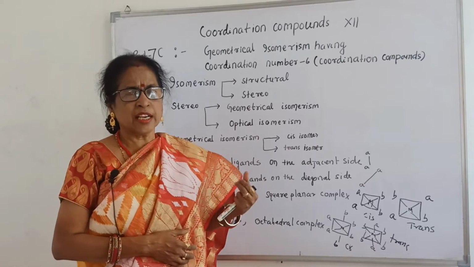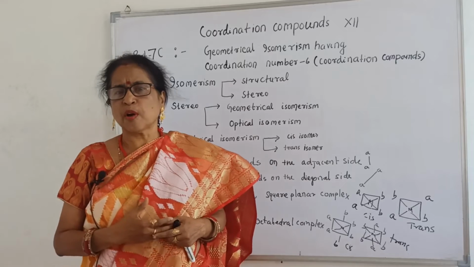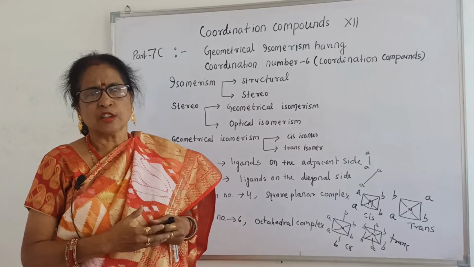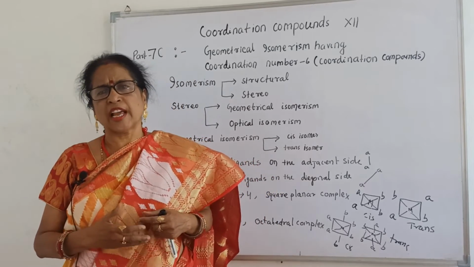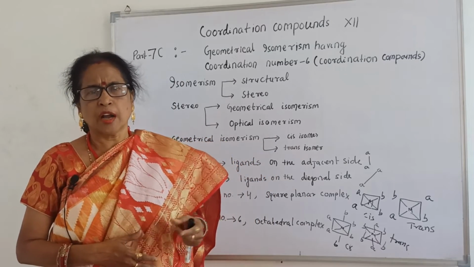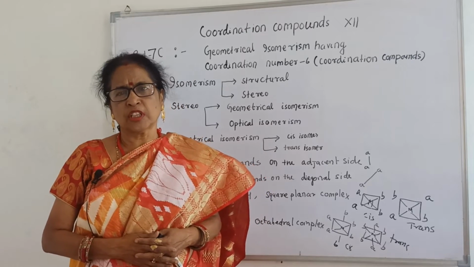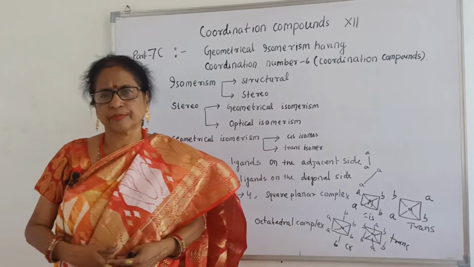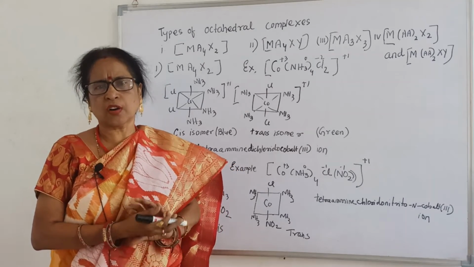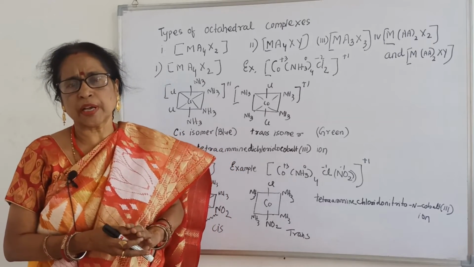Now we will see examples of coordination compounds having coordination number 6, and how you can explain the geometrical isomerism as cis isomer and trans isomer. So now I am going to explain some examples of coordination number 6. If the coordination number is 6, then the coordination compound is an octahedral complex. If the coordination number is 4, then it is a square planar complex.